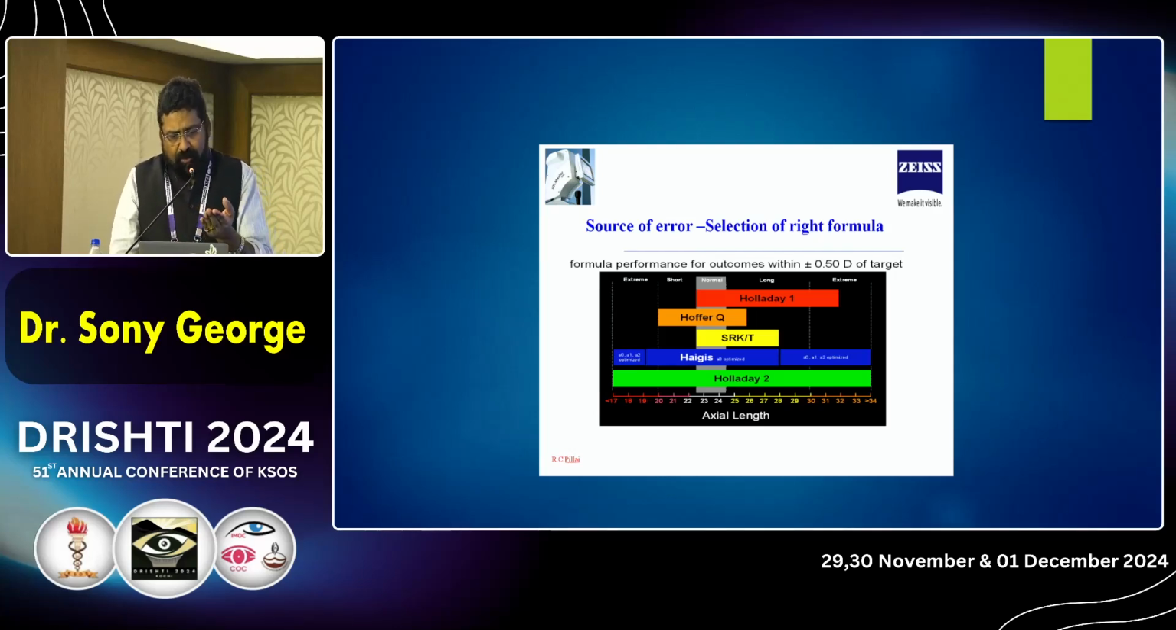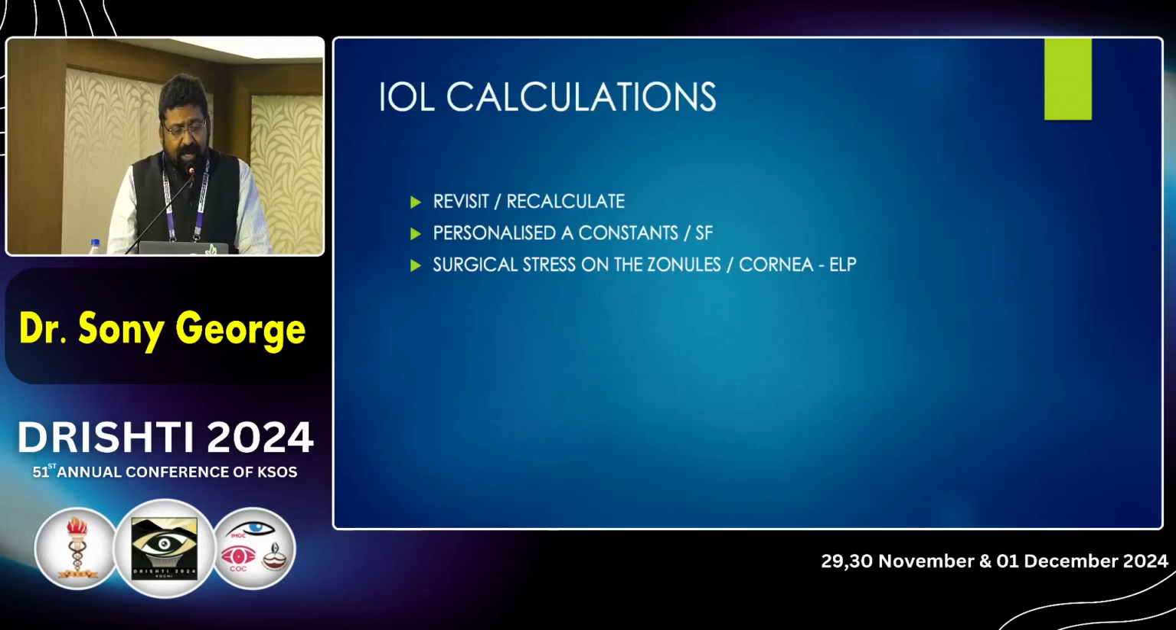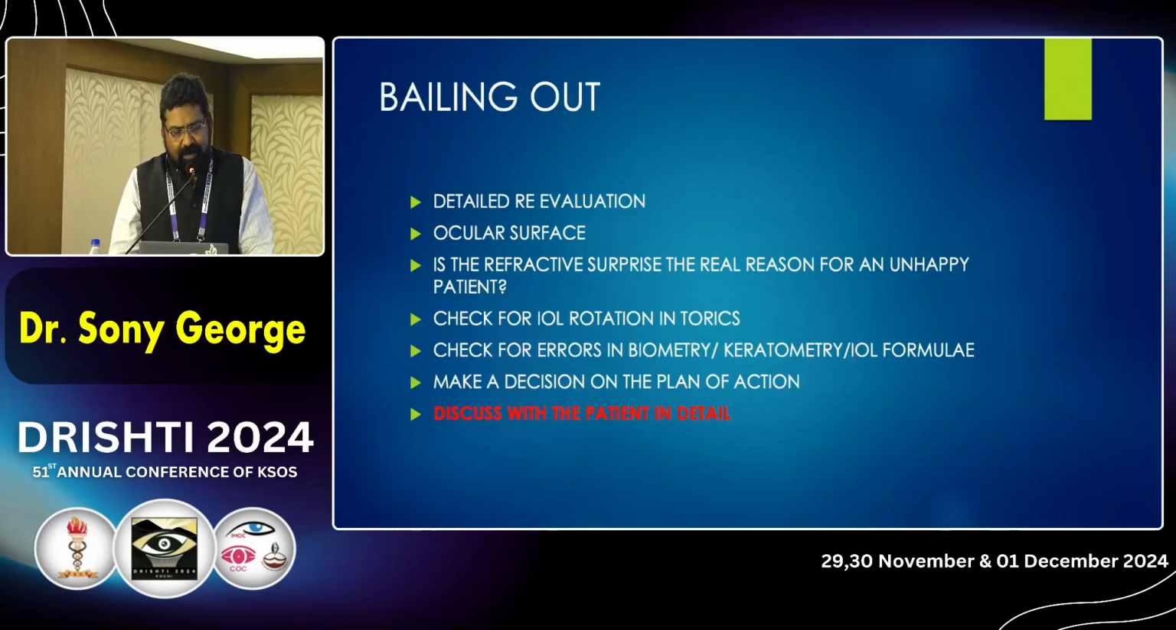You can either go for Holladay 1 or SRK/T. For a shorter eye, Hoffer Q. Haigis for post-refractive surgery, and Holladay 1, Holladay 2, and the Barrett Universal 2 will be a good option. And always revisit and recalculate your IOL calculation. Try to personalize your lens constants, and even reducing the stress on the zonules ultimately gives you a better ELP.